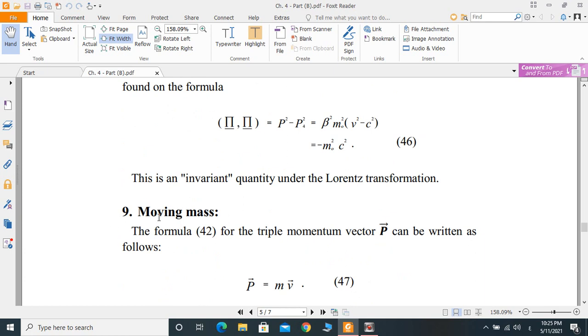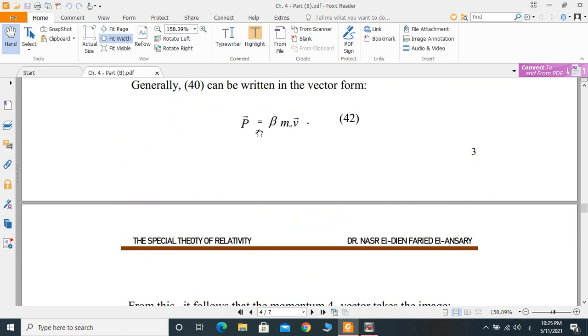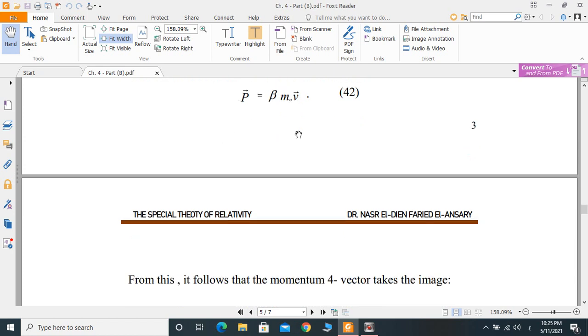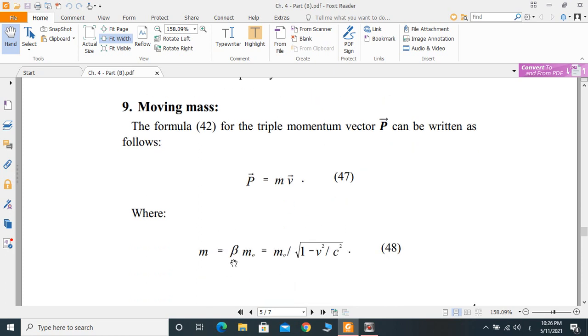Section 9, the moving mass. Formula 42, B equals beta m naught V. This formula can be rewritten as B equals m V, where m equals beta m naught, or m naught divided by the square root of 1 minus V squared over c squared.